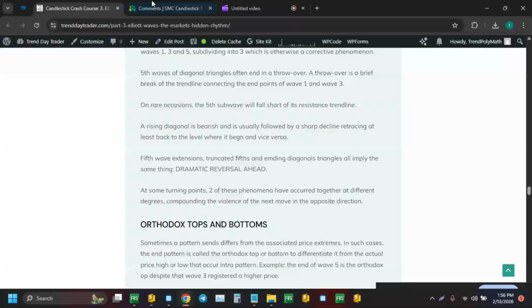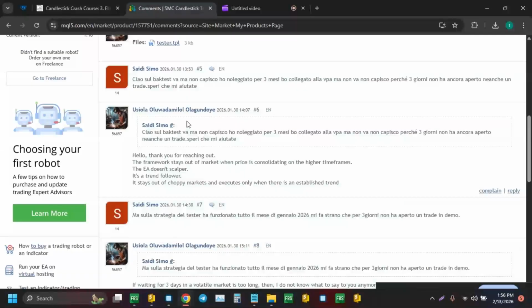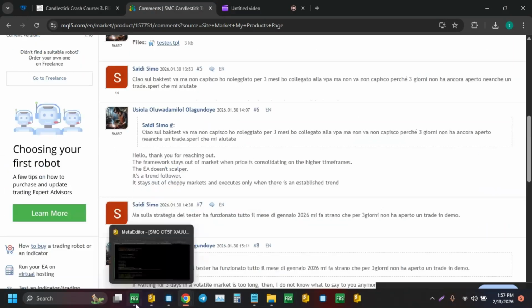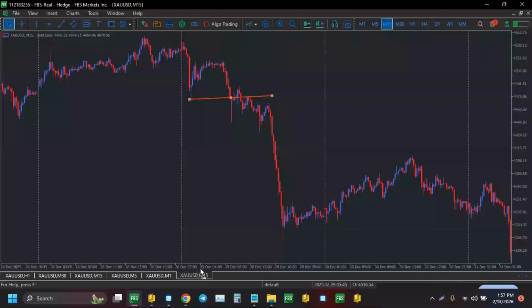Here is a screenshot of a subscriber of mine. Check out the date, January 30. He was complaining in Spanish that the EA has not executed any trades. And I told him the framework stays out of markets when price is consolidating on the higher time frame. It is a trend follower. It stays out of choppy markets and executes only when there is an established trend. He said, oh, January 30, there was no consolidation yet. Really? Did you check your charts?